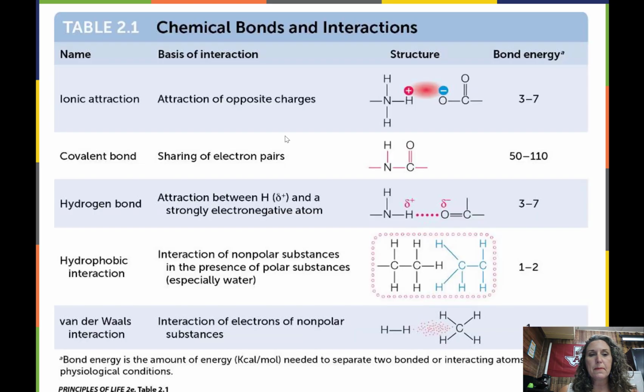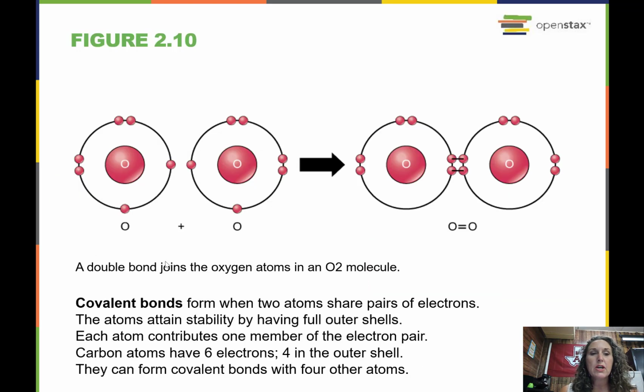So the other one that we're going to talk about is a covalent bond. A covalent bond is when they share electrons. So for O2, this is two oxygens. They each need to fill their outer layer. So the way they do that is they form two bonds where they're going to share two electrons. And when they share the electrons, each one of their outer shells is full. Okay, so the atoms get stability by having full outer shells. Each atom is going to contribute one to the sharing, and in this case, two to the sharing.